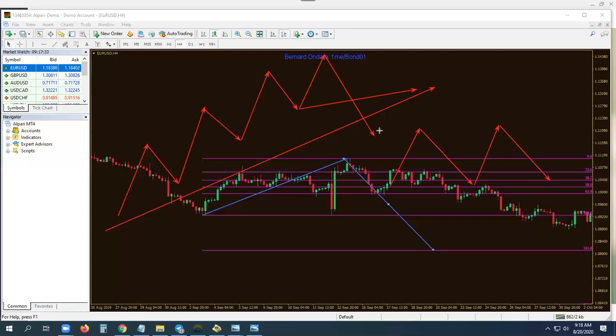Now, if you make a lower high, you have started a downtrend. So the level that was broken can now act as your resistance. So when the market goes back there, you expect it to start pushing the market down. Now, if the market goes back to the same level, you expect it to continue going down.